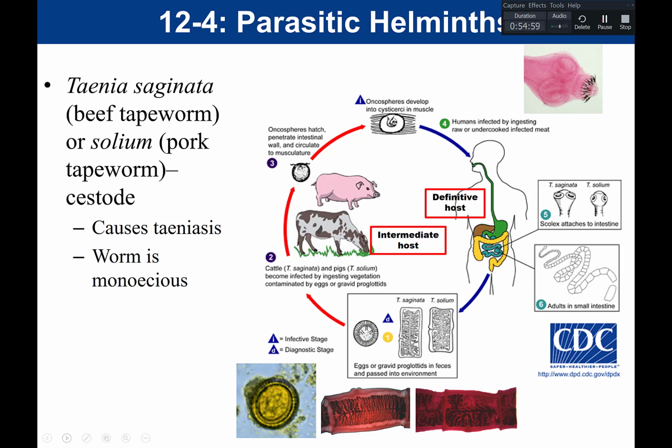And our last worm is going to be species of Taenia. So we have Taenia saginata, which is the beef tapeworm, or Taenia solium, which is the pork tapeworm. These are going to be a cestode, so they are a flat, appears to be segmented worm. The disease that they cause, taeniasis, that is when you become infected with the adult tapeworm in the intestine.